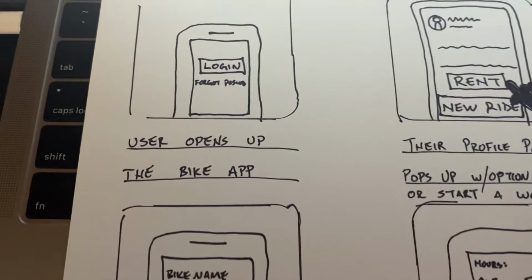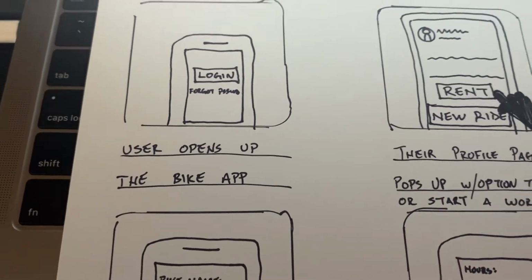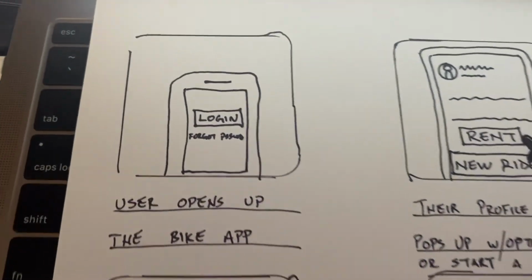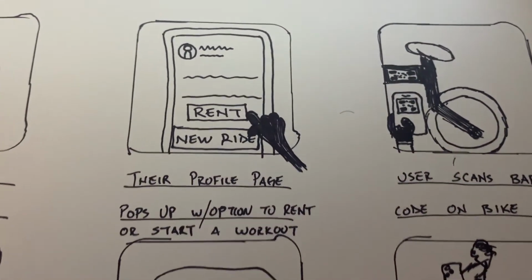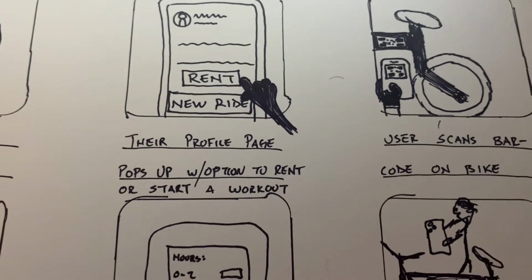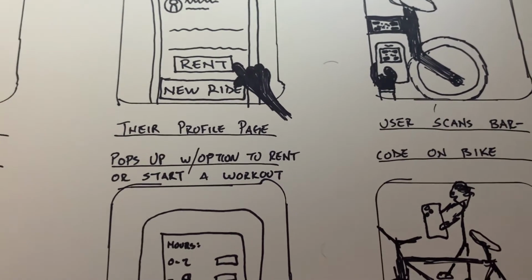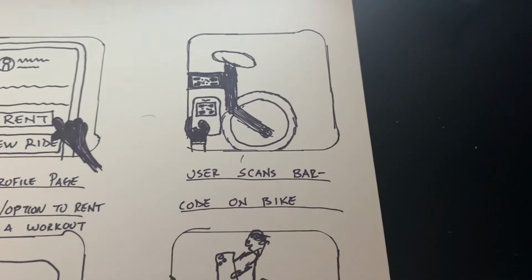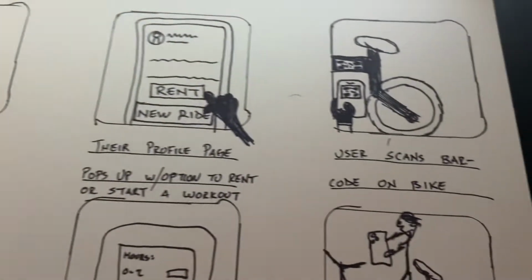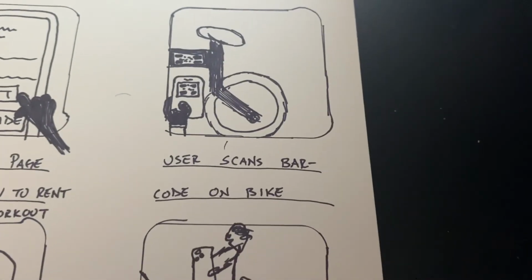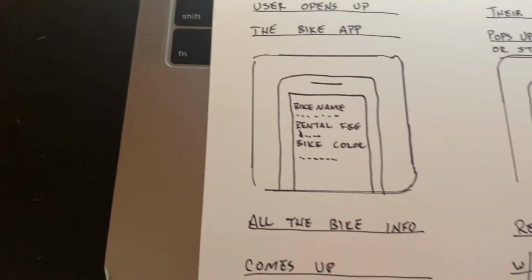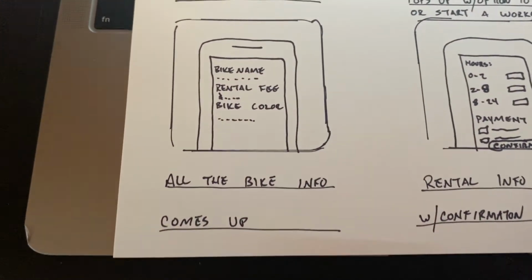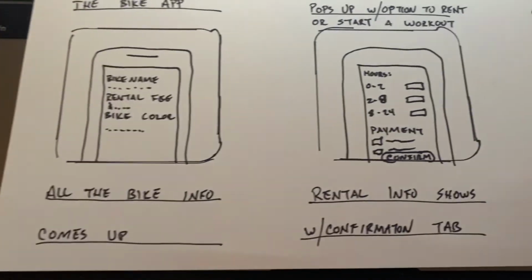The user will open up the bicycle shop app to the login page or forgot password. Once you get in, your profile page will come up with information. Then you can either pick rent a bike or new ride. Once you say you want to rent a bike, that's what we did in storyboard 1. You get to the bicycle rack and scan the barcode on the side. All the bicycle information will come up on the app.